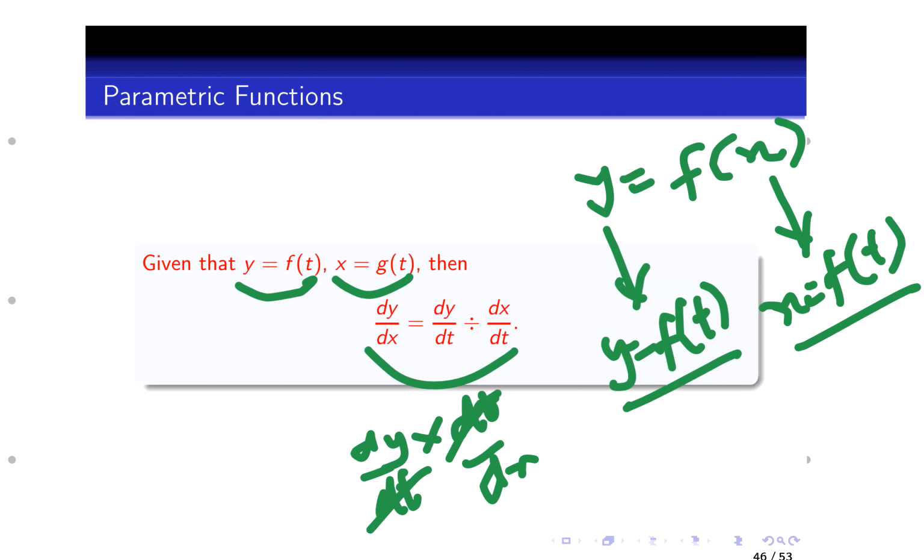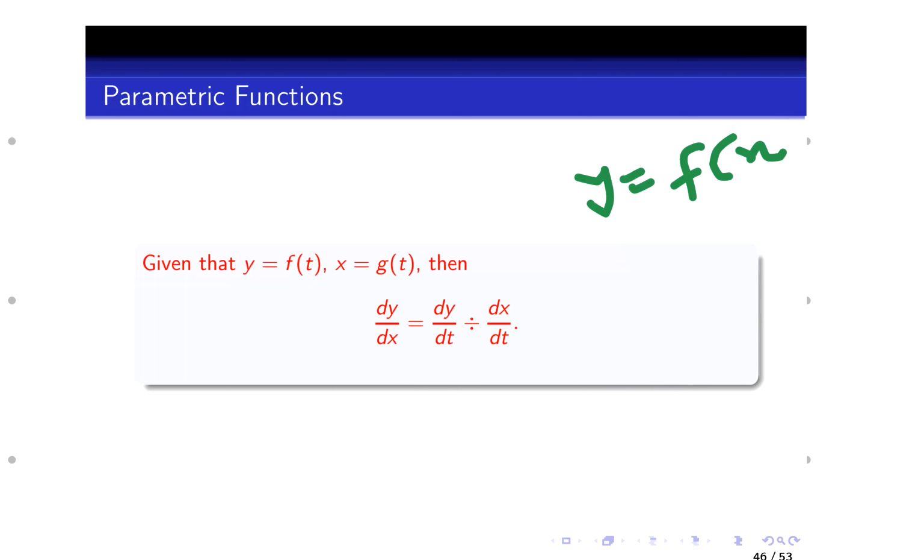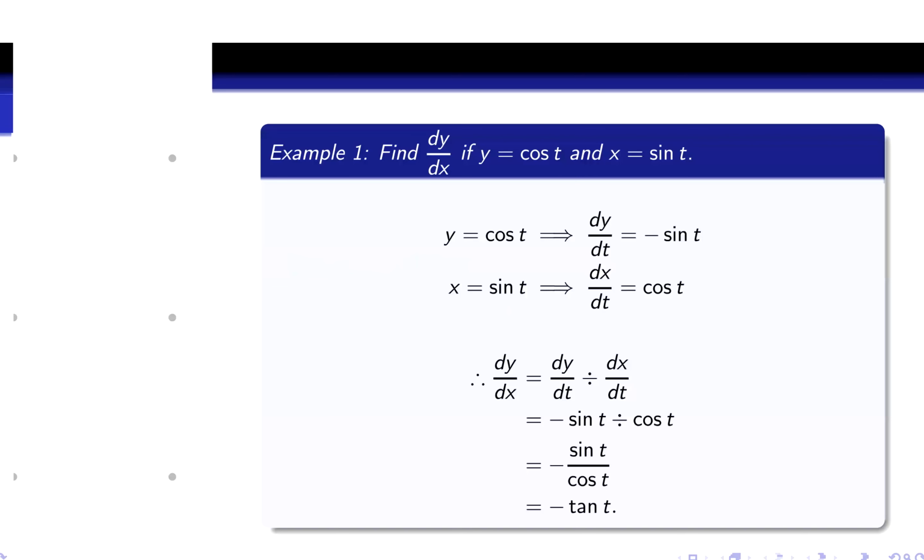So that's how you deal with parametric functions. Each of the variables, both dependent and independent, is expressed as a function of another parameter. That is why they are called parametric functions. Okay, so let's see how that plays out. For instance, find dy/dx if y is equal to cos t and x is equal to sin t.